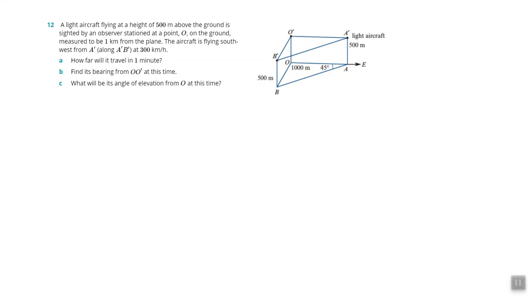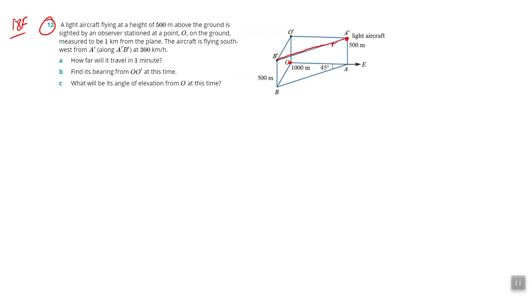This is for Year 12 Further Maths. We're going to look at question 12 from exercise 18F. So this is a 3D bearings question. We've got a scenario where we're at O and we're observing an aircraft at A dash. The aircraft is moving from A dash to B dash, maintaining an altitude, or height, of 500 meters.